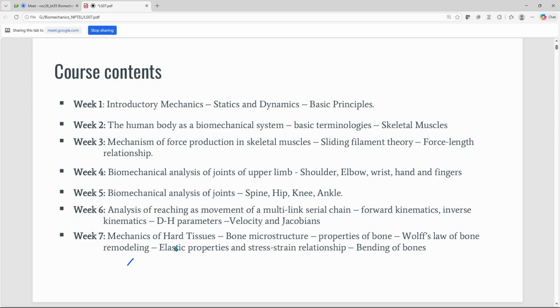So here the course discusses what's the structure of the bone, how the bone is being generated or made, how it is sustaining the loads that are being applied to it from the body or the external loads.